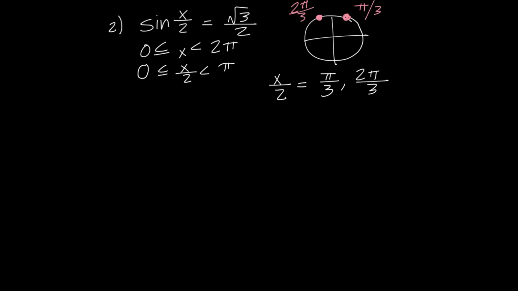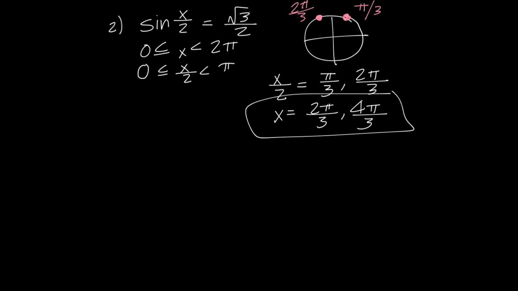Notice that we only restrict ourselves to the half a rotation of the unit circle because x over 2 right here has to be between 0 and pi, so we only go from 0 to pi to get our answers. All right, and to end this, we are going to multiply everything by 2, and we have 2 pi over 3 and 4 pi over 3, and that is what we have for number 2.